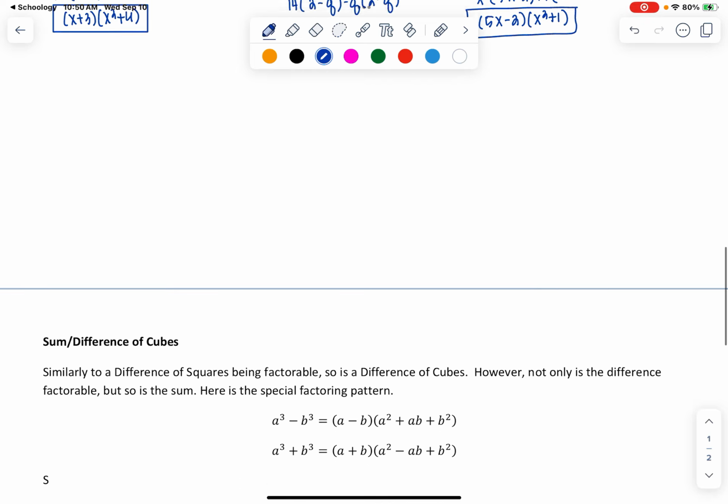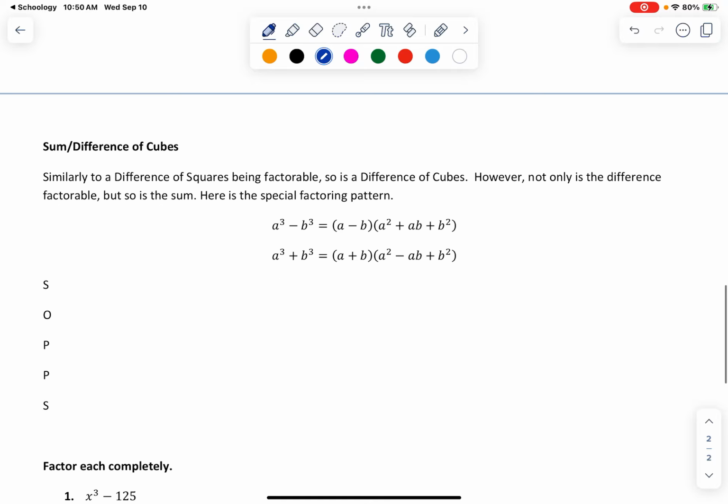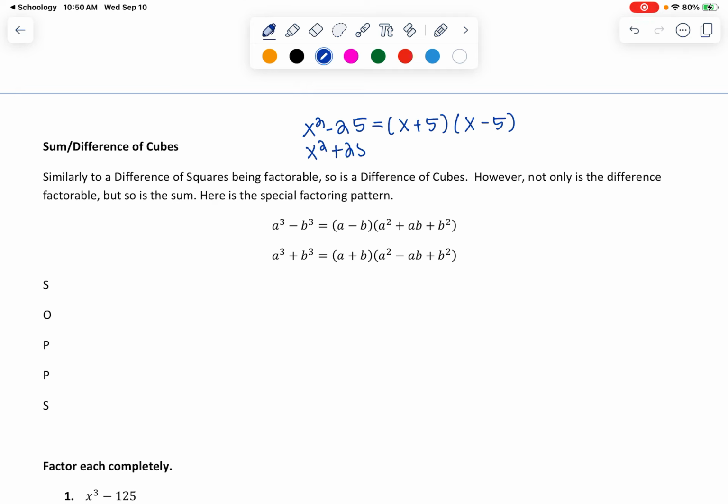Okay, next, the last thing that we have to talk about today is the sum and difference of cubes. So we've talked about difference of squares before. For example, x squared minus 25 factors to x plus 5, x minus 5, right? That's a difference of squares. And we know that a sum of squares is not factorable in the real number system. In the imaginary number system, it's factorable, but not in the real number system, okay?